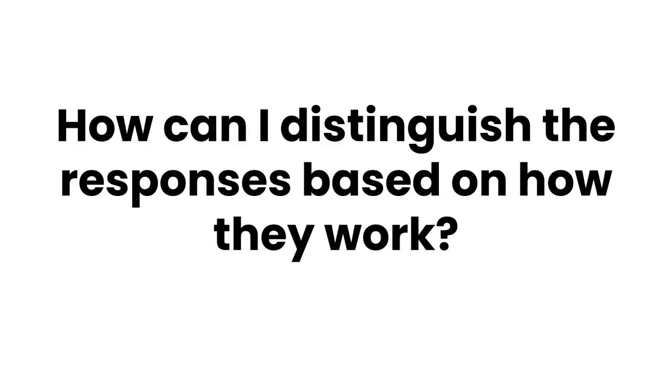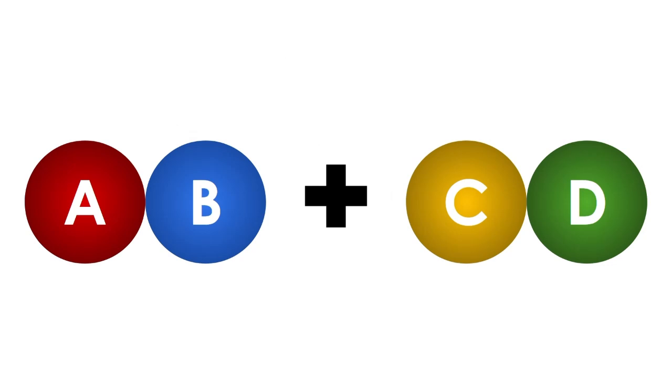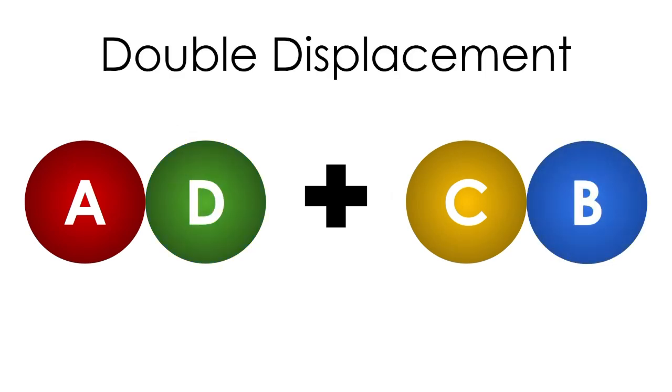How can I distinguish between reactions based on their functionality? If it's only adding, it's synthesis, but if it replaces atoms from the same starting substances, then it's double displacement.